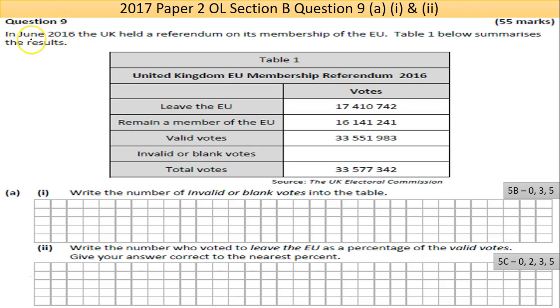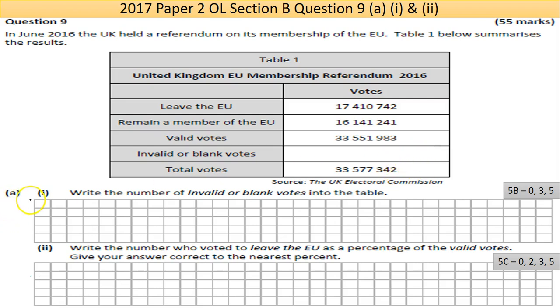This is Question 9. In June 2016, the UK held a referendum on its membership of the EU. Table 1 below summarizes the results. You see the table here: the number of voters who voted to leave the EU, the number who voted to remain. Add those two together, you get the number of valid votes, and then you have the total votes. We're missing a section here.